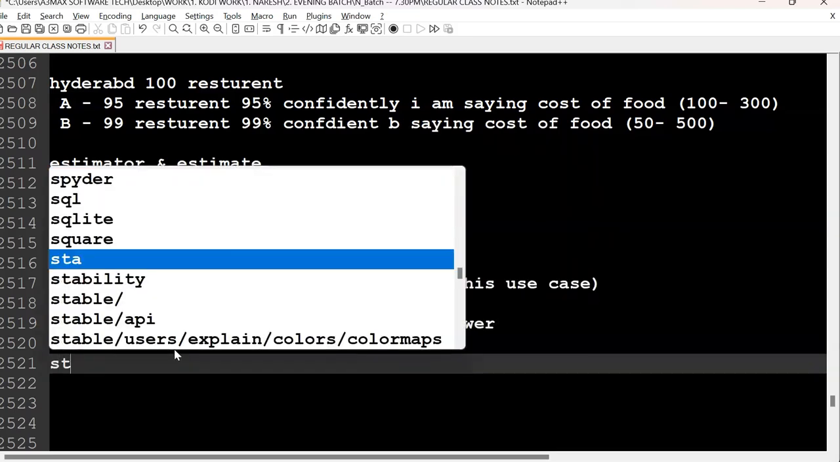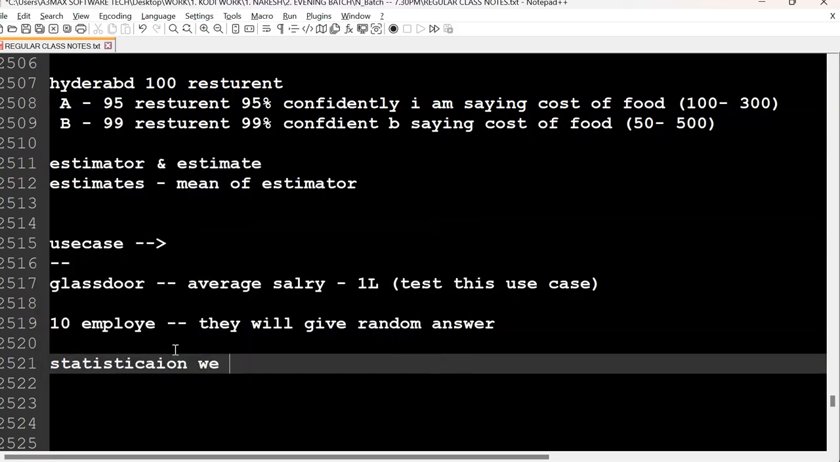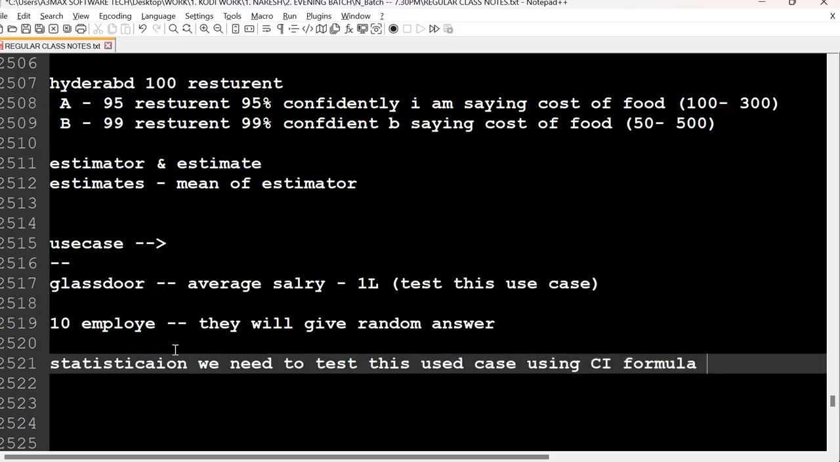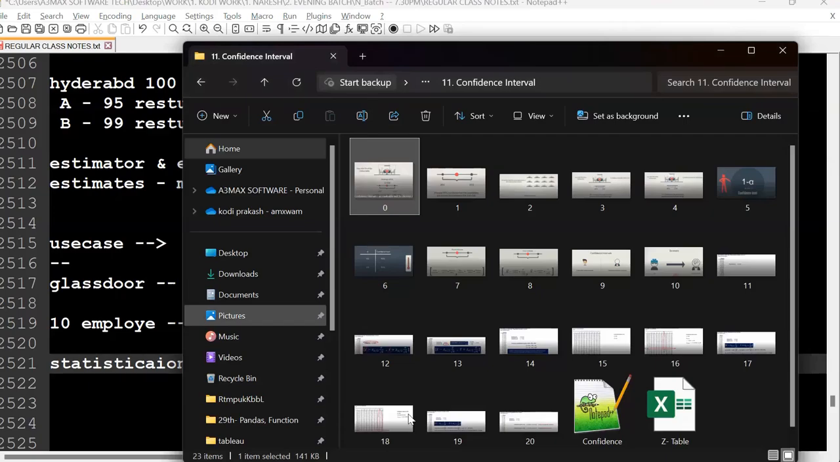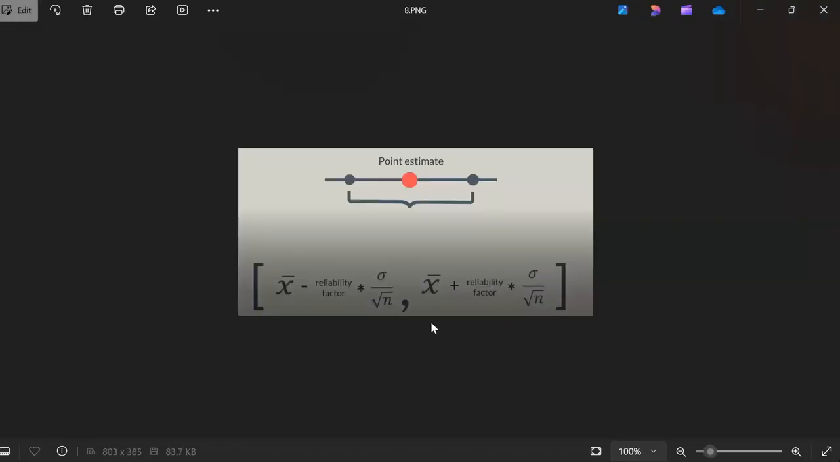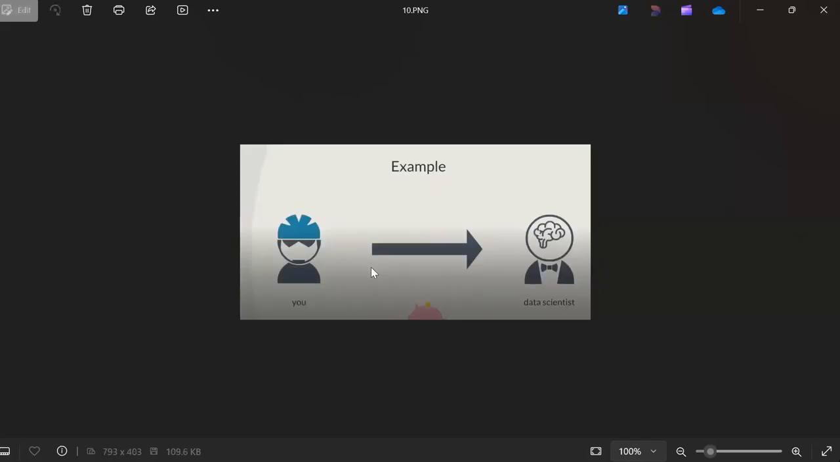So being statisticians, we need to test this use case using the confidence interval formula. Do you understand now? What is the confidence interval formula? The formula which I introduce now, this is what. We need to find out the interval now. Understand, guys? So here, look at this.